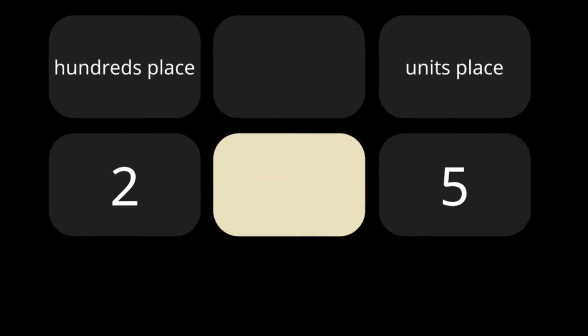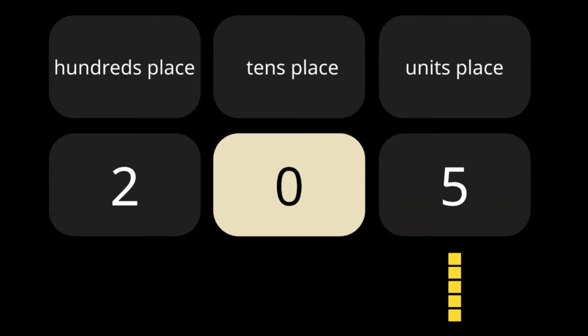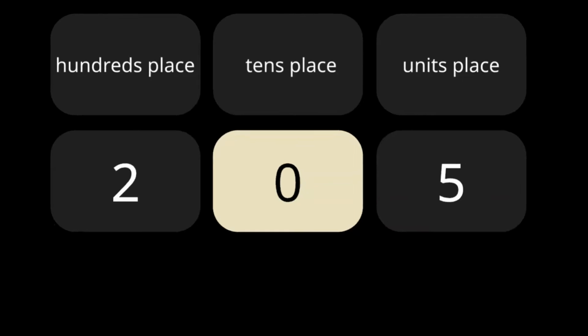The 2 must be in the hundreds place and the 5 in the units place because 205 means 2 hundreds and 5 units. Therefore, it is written by placing a cipher between the 2 and the 5, giving 205. The 2 is then in the hundreds place and the 5 in the units place as required. And the cipher indicates that there are no tens.